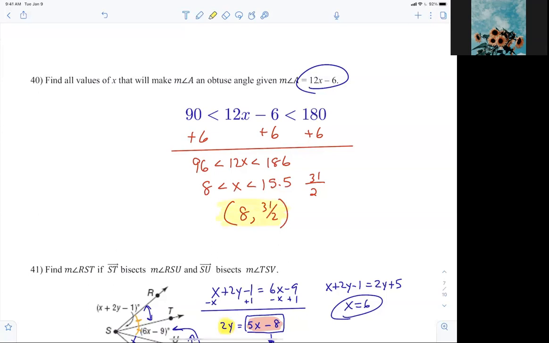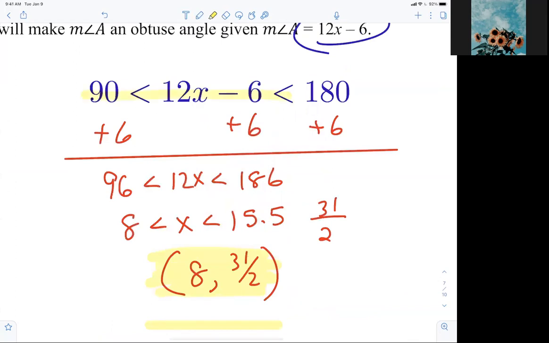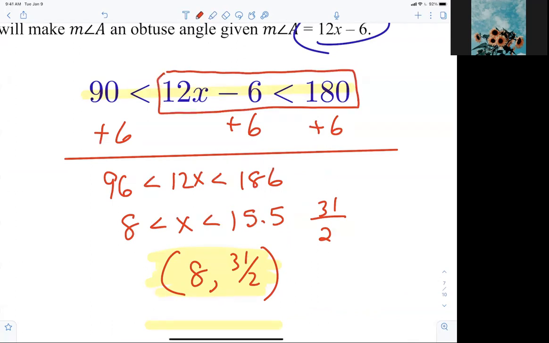I'm always trying to review with you all the different things that might be coming up on the standardized tests. Why do I write it like this? Because in your head, you should say obtuse means an angle greater than 90 and less than 180. Now I need to convince you that that is what this says. I always start with less than, because that's the easy one. So I wrote 12x minus 6 is less than 180. Do you agree with that? Now I'm comparing this angle to 90.